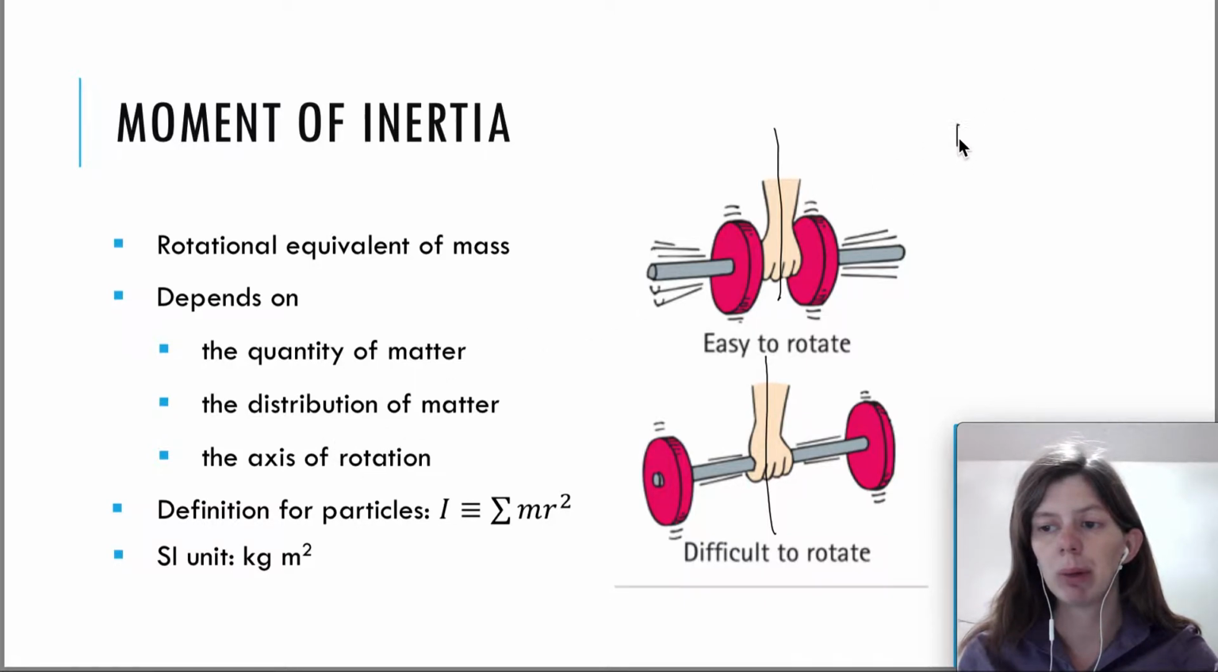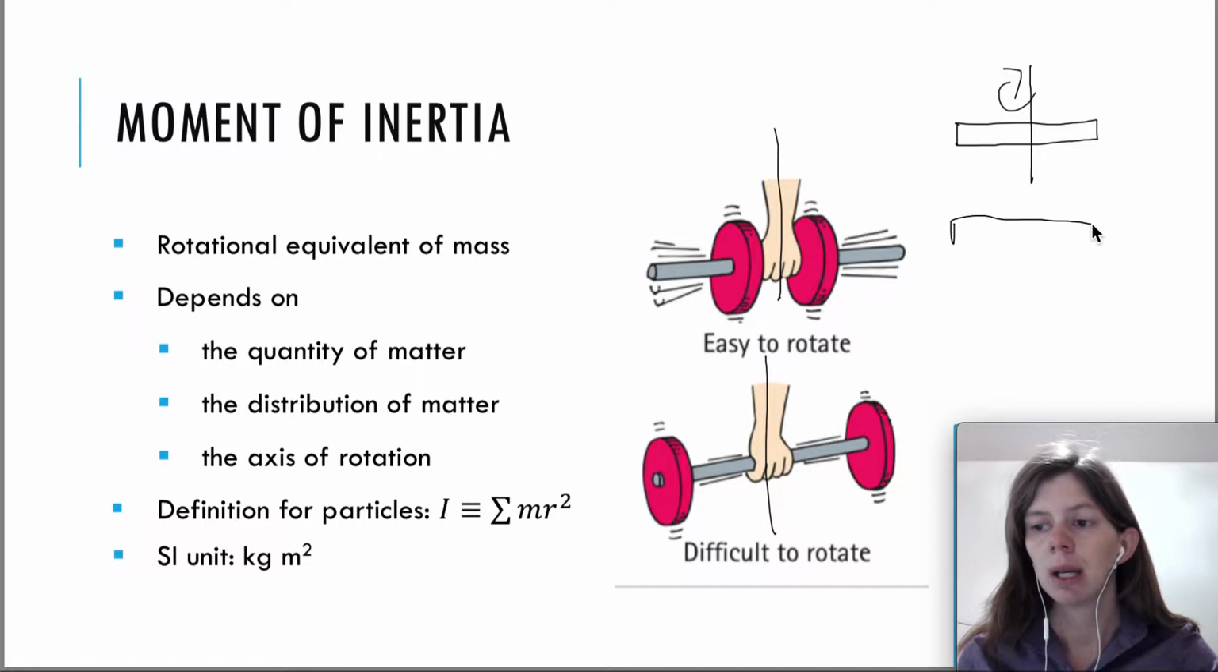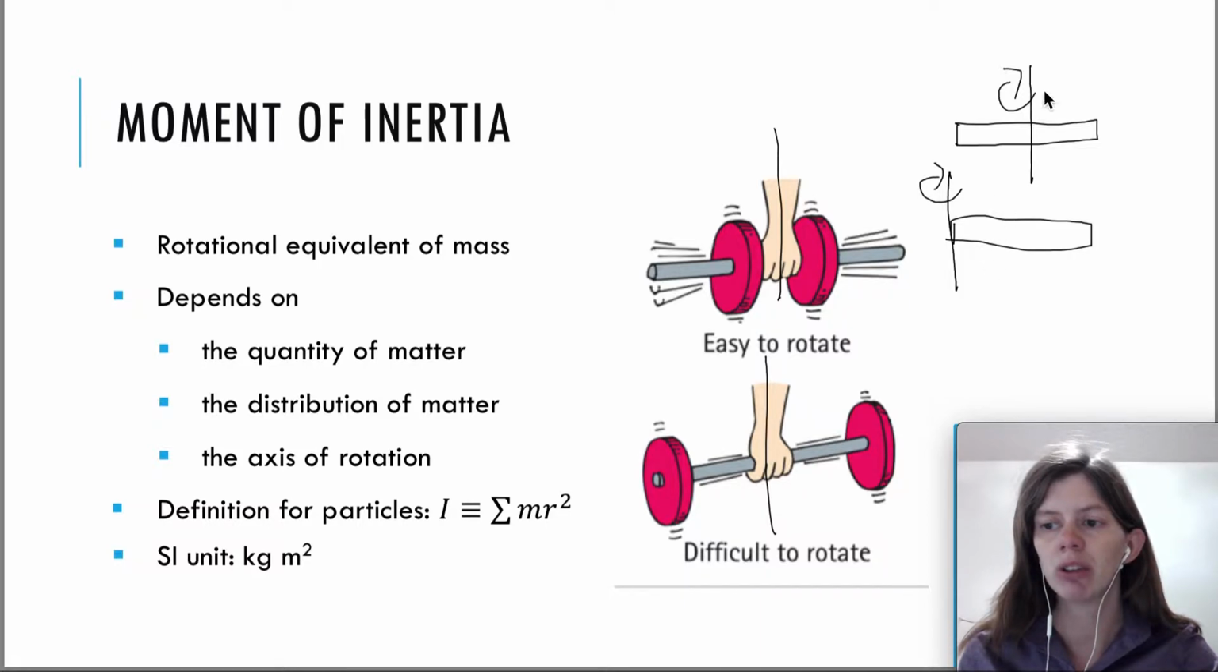If you just have a plain old rod without any masses, and you rotate it about the center, it's pretty easy to rotate. Let's say it's a meter stick. But now you take that same meter stick and you try to rotate it about the end. You know from experience that this one is going to be harder to rotate. You can just try it with something heavier than a pencil, but you can see that it's easier to rotate when the axis of rotation is in the center versus at the end.